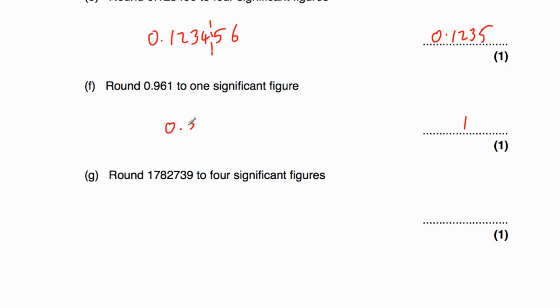Again, we've got our 0.961, put a dash after the first significant figure, which is a 9. I ignore the 0 point. And then we've got a 6, so we're going to round up, so that'll make that 10, so we're going to have 1.0 or 1. Okay, and that's it. So 1 is our answer to one significant figure.